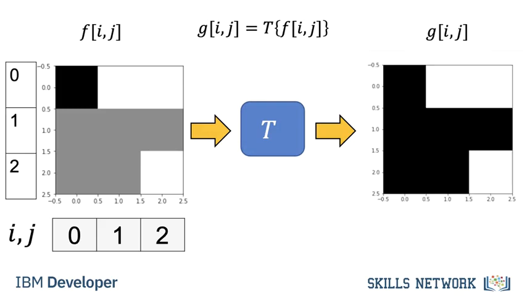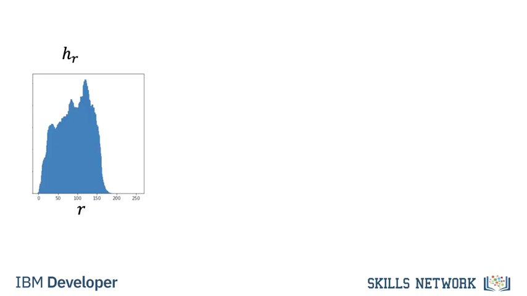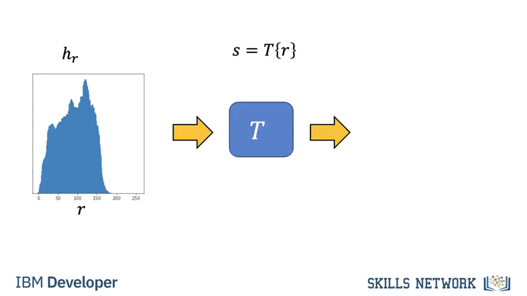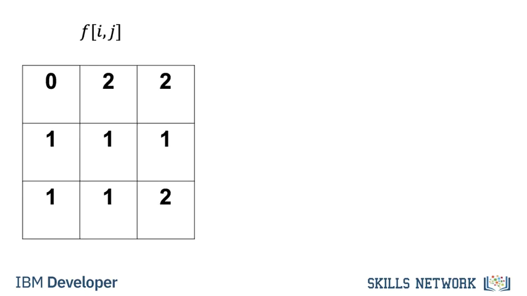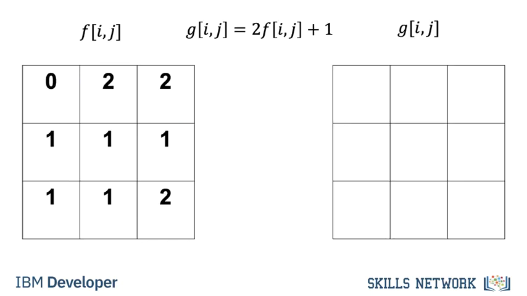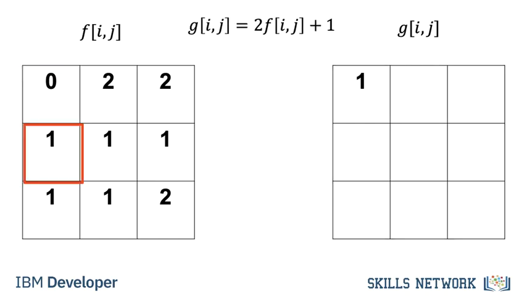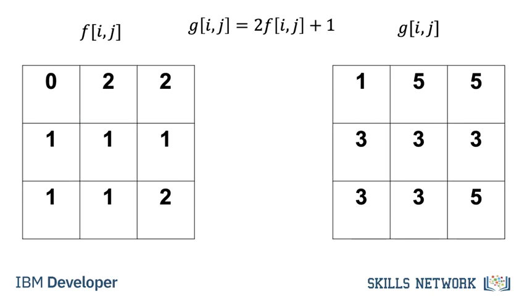The image array F is converted to array G. The transform also operates on the intensity of gray levels R, mapping them to S. This changes the histogram. Let's apply a simple transform to a toy image. We apply the following linear transformation to the image array F, returning the array G. We apply the transform at the pixel located at the first row, first column. We get the following result at the same pixel location at array G. We apply the transform at the pixel located at the second row, first column. We get the following result at the same index in array G. We repeat the process for the entire array.